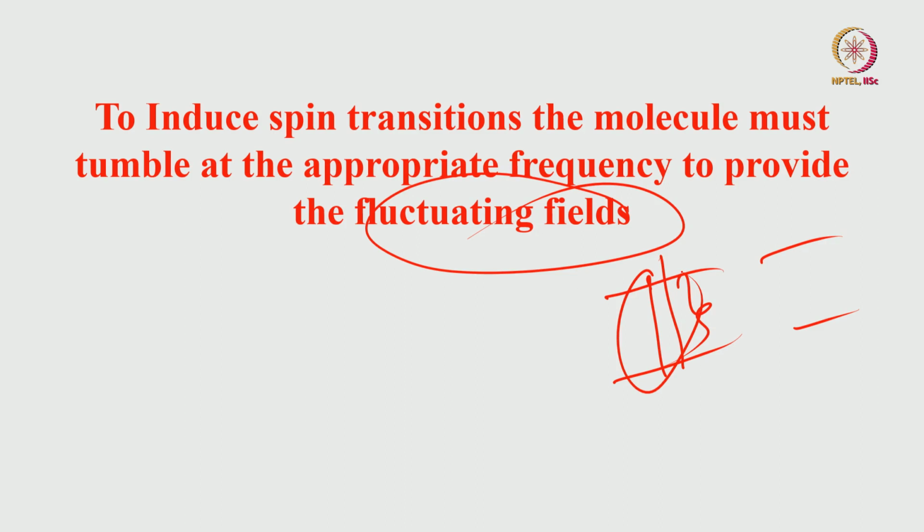Then what is the tumbling frequency? It should match with this. When the tumbling frequency matches with this energy separation, then spins will undergo transitions. So, this is the important thing. Dipolar fluctuating field should match with this energy separation.